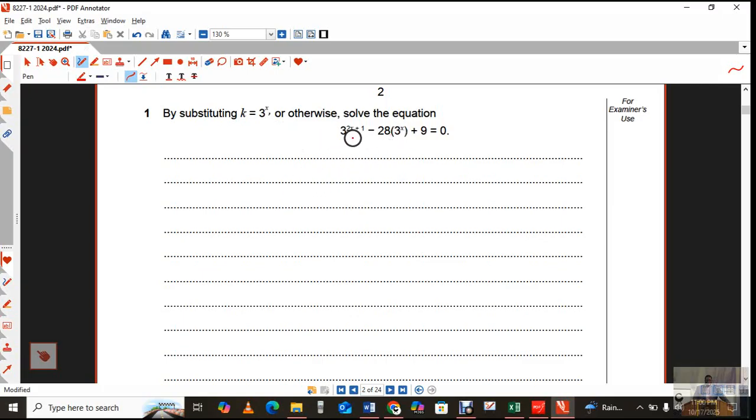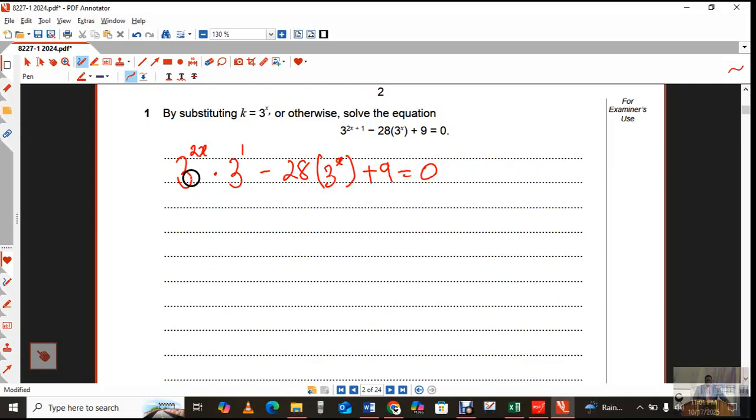The first thing you are supposed to be familiar with is what I like to call the split rule. So basically you can write this as 3 raised to the power of 2x times 3 raised to the power 1, because when the bases are the same and you multiply, you add the indices. Then let's write the other terms as they are given, plus 9 is equal to 0.